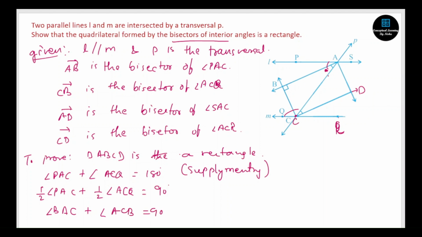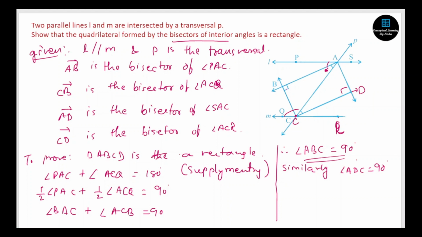Now in this triangle ABC, the sum of these two is 90, so the other angle is also 90. Let me write it here. Therefore, angle ABC equals 90 degrees. And similarly, we can prove for angle D also. So similarly, angle ADC equals 90 degrees.